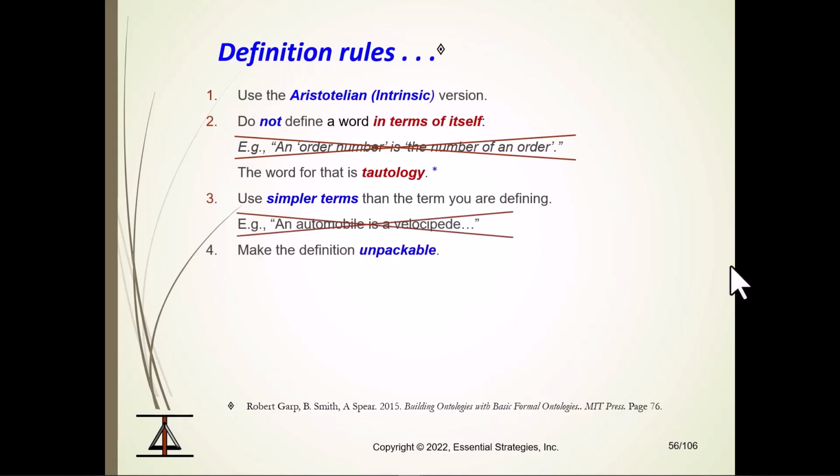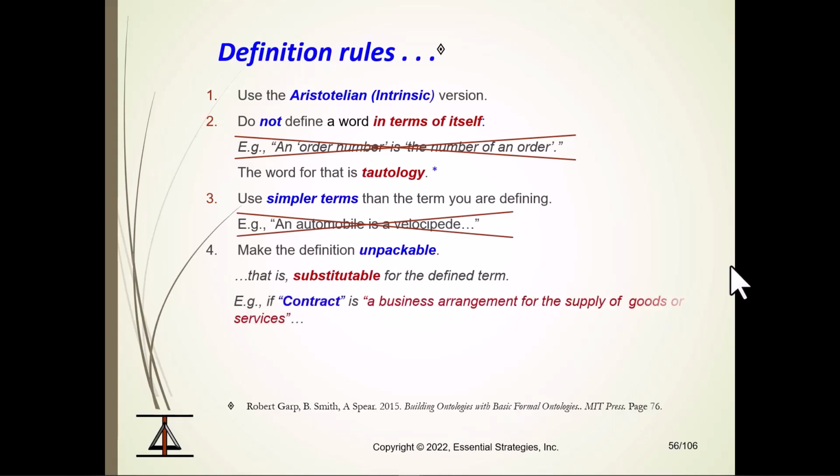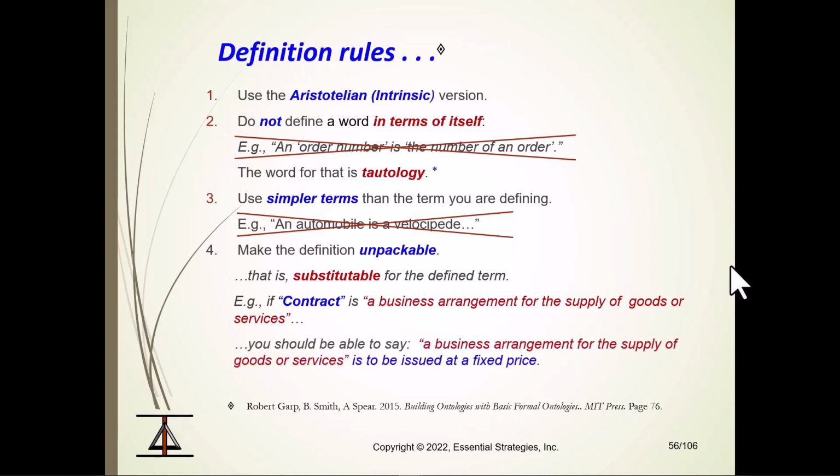Make the definition substitutable. What this means is that the definition should be substitutable for the defined term. For example, if a contract is defined as a business arrangement for the supply of goods or services, you should be able to say a business arrangement for the supply of goods or services is to be issued at a fixed price.